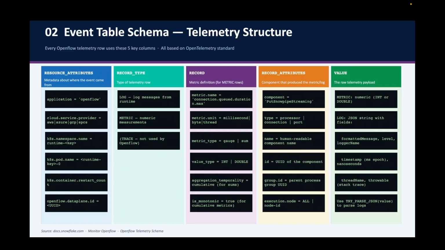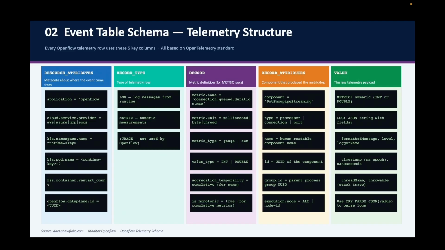Component, we can use put snowpipe streaming or anything the processor names. Type equals to processor. It can have connection or port. Name equals to human readable component name. ID is the UUID of the component. Group ID equals to parent process UUID. Execution mode either all or node ID.